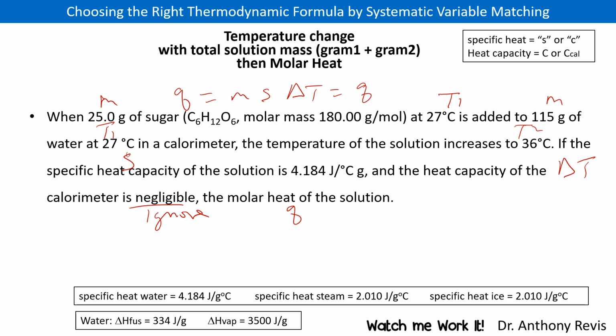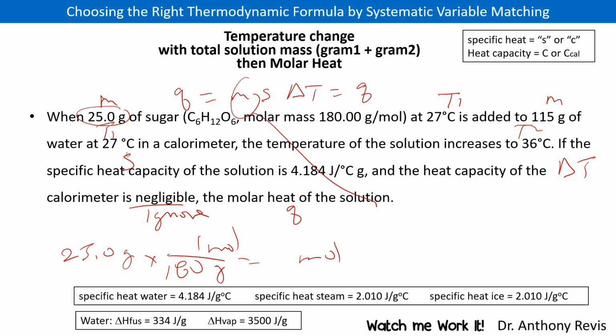And then I'll do a similar process as before to find the moles of sugar. So I'll have 25.0 grams of sugar. Convert that to moles of sugar, and use the molar mass, 180 to 1, and that will give me the moles. But here's the catch.